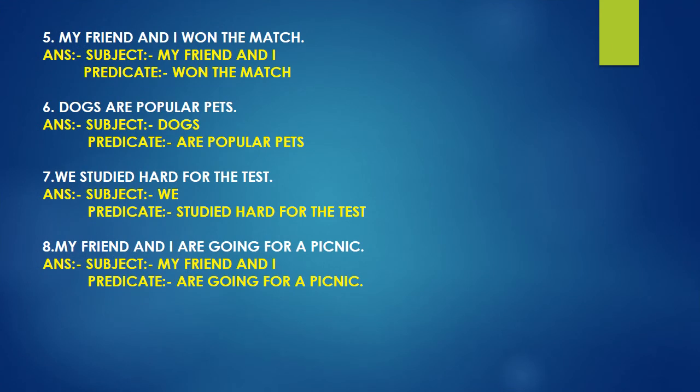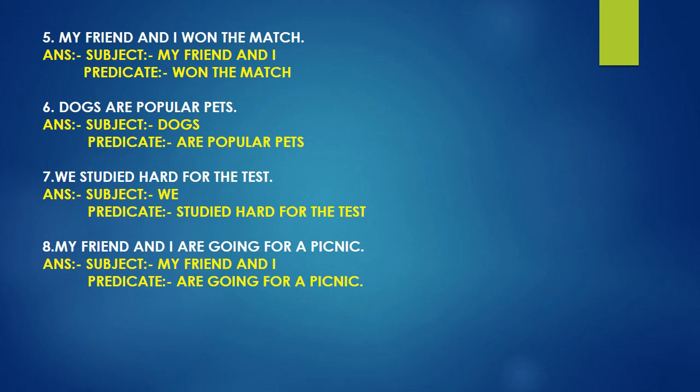Example number 5. My friend and I won the match. So here we are talking about myself and my friend. So my friend and I are the subject and predicate is won the match. Example number 6. Dogs are popular pets. Here we are talking about the dogs. So dogs are the subject and predicate is are popular pets.